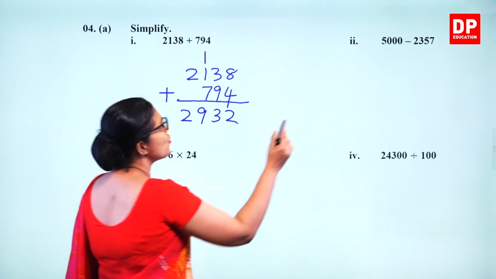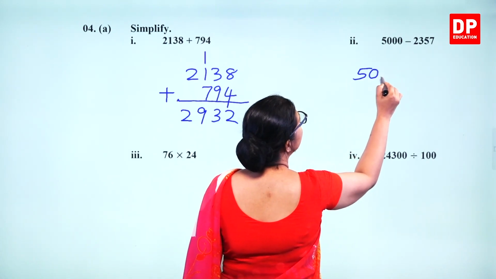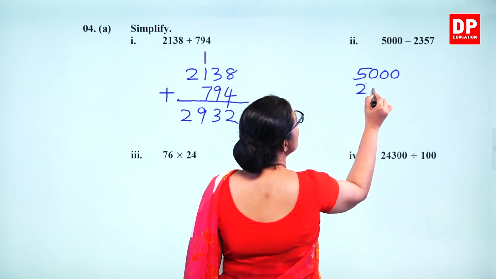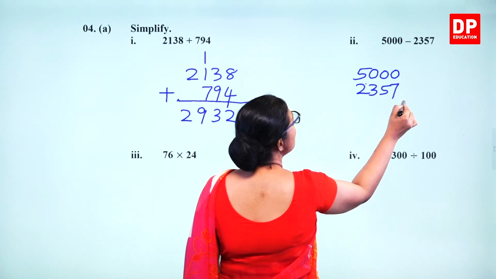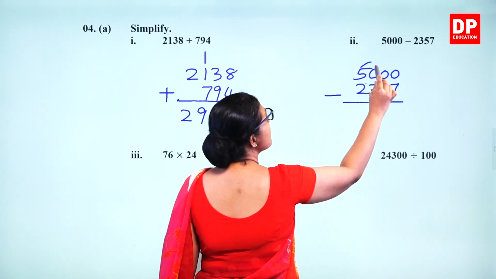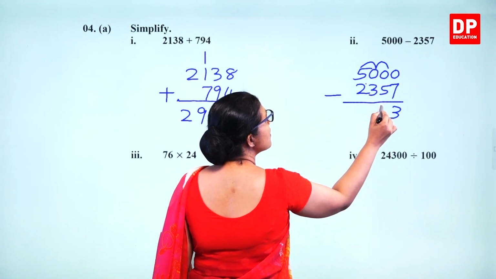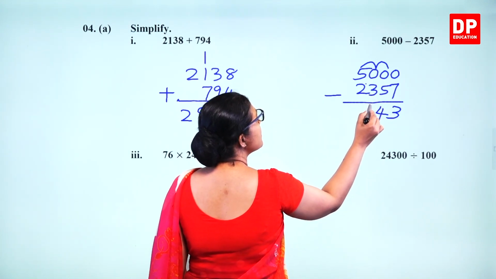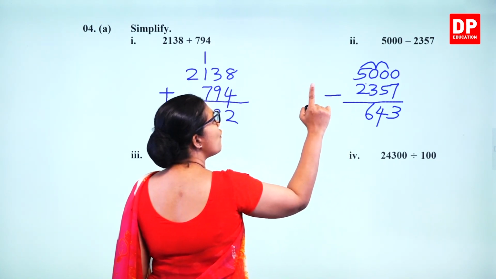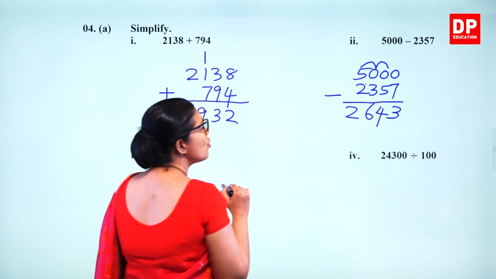Then subtraction, also write in a column. 2,357, you have to subtract. You can't subtract, so you take 1. 10 minus 7 is 3. 9 minus 5, 4. 9 minus 3, 6. This becomes 4. 4 minus 2, 2.